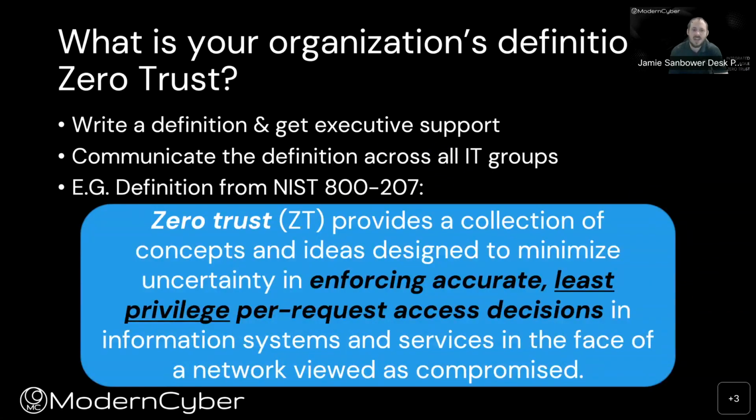And a good example of a definition taken from NIST 800-207 on Zero Trust architecture. Zero Trust is providing a collection of concepts and ideas designed to minimize uncertainty and enforcing accurate least privilege per request access decisions. And this is a great definition in a broad manner. But sometimes your organization might not want to include least privilege as a requirement as a part of your Zero Trust architecture. So it is something you should take time to formalize. What does Zero Trust actually mean to your organization?